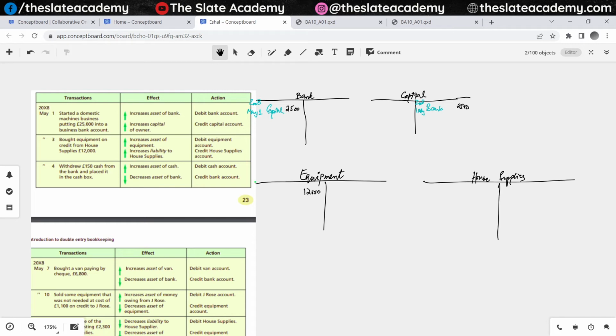For house supplies, the liability is increasing. The increase in liability is credited. So I write it on the credit side, 12,000. House supplies got credited because equipment was debited, so I write equipment over here. And equipment got debited because house supplies got credited, so I write house supplies over here. And then the dates, May 3 and May 3.